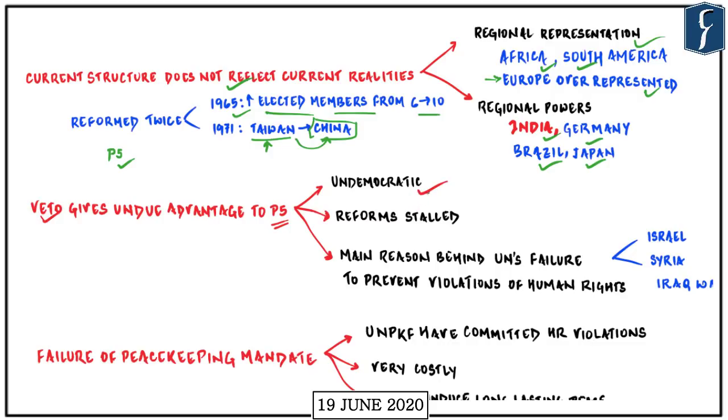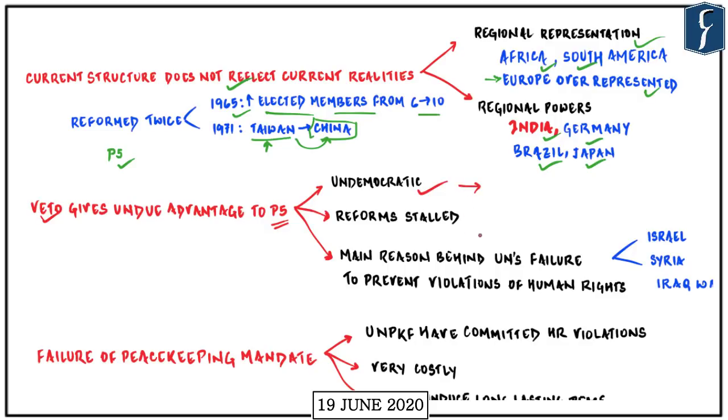Now, one of the basic and underlying conditions for any system to be democratic is that all the members should have equal and full membership. And giving veto powers to a few chosen members directly violates the equal membership criteria.